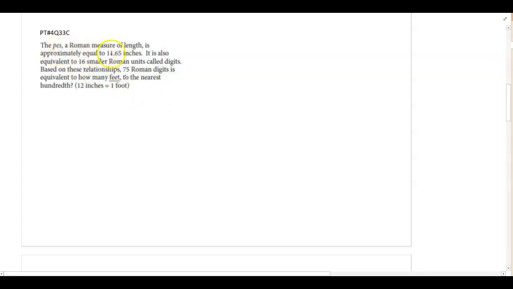It says the pes, a Roman measure of length, is approximately equal to 11.65 inches. So we know 1 pes is equal to 11.65 inches. It is also equivalent to 16 smaller Roman units called digits. So 1 pes is equal to 16 digits. Based on these relationships, 75 Roman digits is equivalent to how many feet? We need the number of feet to the nearest hundredth. That means 2 decimal places, right?